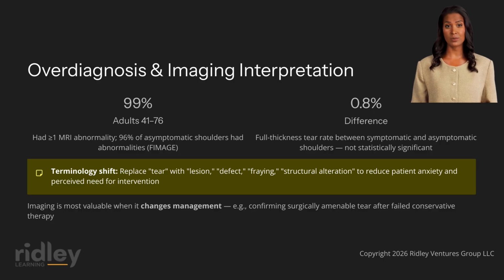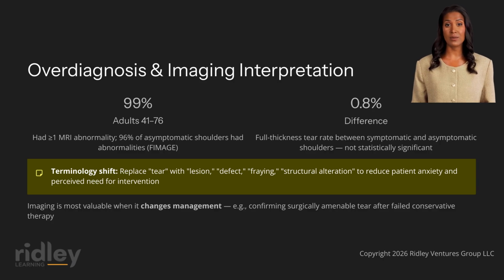for atraumatic shoulder pain. The AAOS guideline explicitly cautions against attributing shoulder symptoms directly to imaging abnormalities, especially in middle-aged and older adults, and recommends adopting more precise and less value-laden terminology, such as lesion, defect, fraying, or structural alteration, to reduce patient anxiety and the perceived need for intervention.